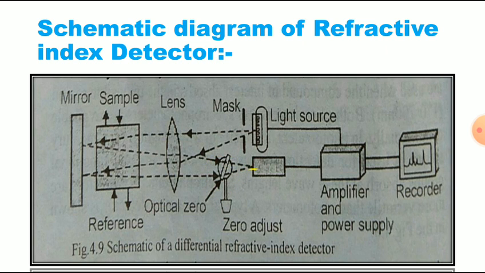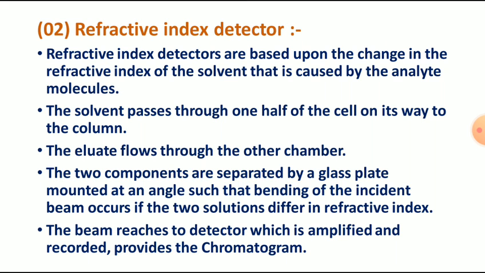So the light emitted by the sample and the mobile phase will be amplified in this amplifier and recorded in the recorder, or we can say we will get the chromatogram of all the components along with the mobile phase. See, this is the schematic diagram of the refractive index detector. Now we will see its actual working.